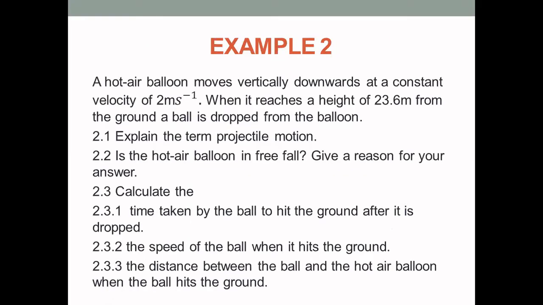Let's consider now the second example. Example number 2. The statement reads as follows. A hot air balloon moves vertically downwards at a constant velocity of 2 meters per second. When it reaches a height of 23.6 meters from the ground, a ball is dropped from the balloon.